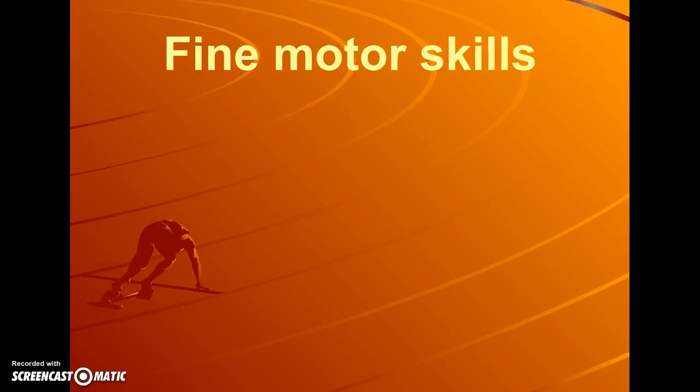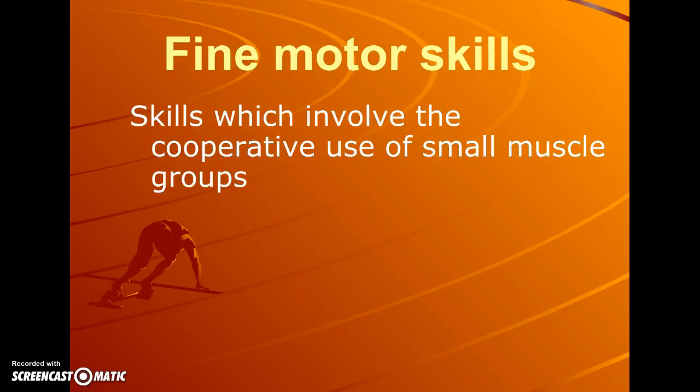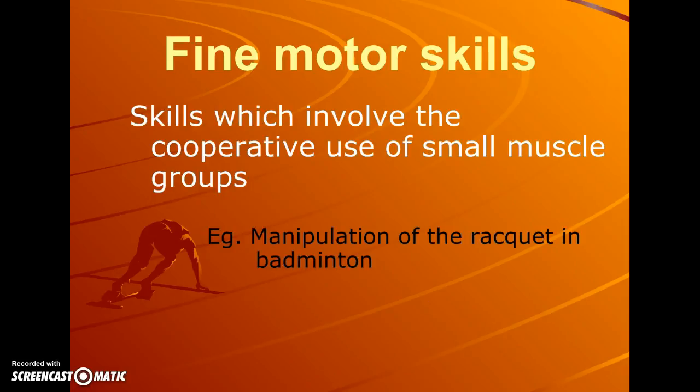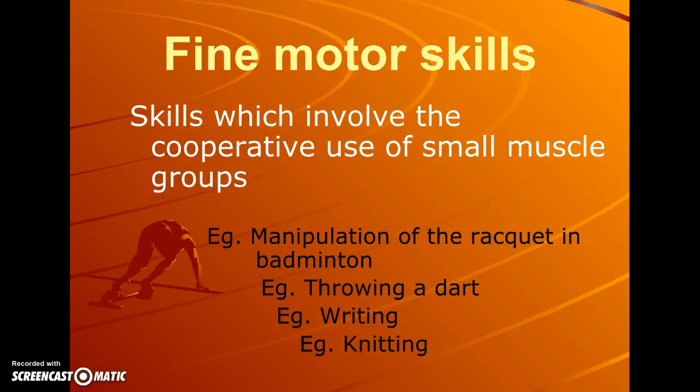Another way to consider skills is to think of them as either being fine motor skills or gross motor skills. So fine motor skills use a limited number of muscles and usually smaller muscle groups as well. So examples include just manipulating the racket in badminton, throwing a dart, writing, or knitting.